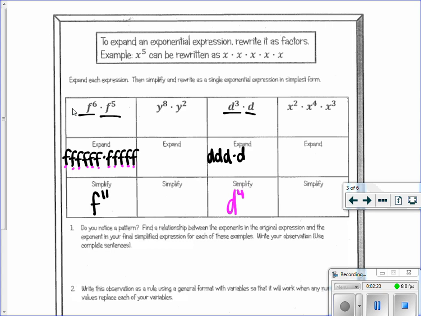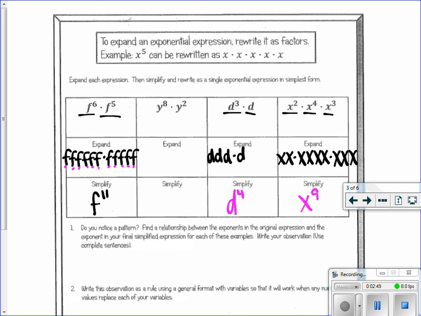Let's look at the last one. Going on to x's. X squared would be x times x. X to the power of 4 is 1, 2, 3, 4. And then x cubed. That's the expanded version, but I want the simplified version. X to the power of 9.